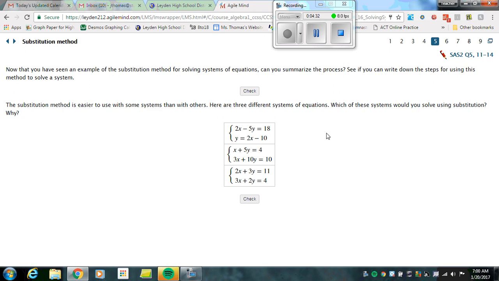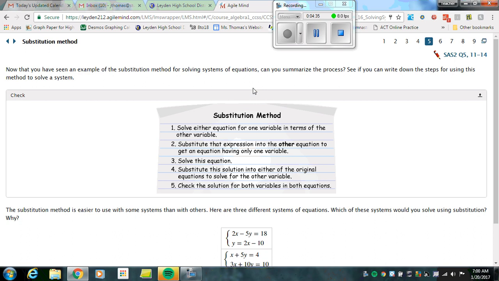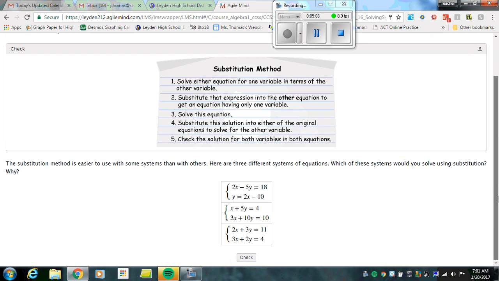Slide 5, number 6. What are the steps when using the substitution method? The first step is to solve for one variable. The second step is to substitute that expression into the other equation to solve for only one variable. Step 3 is to solve this equation again for only one variable. Step 4, substitute the solution into the original equation to solve for the other variable. And our last step, step 5, is always to check the solution for both variables in both equations by plugging them in.